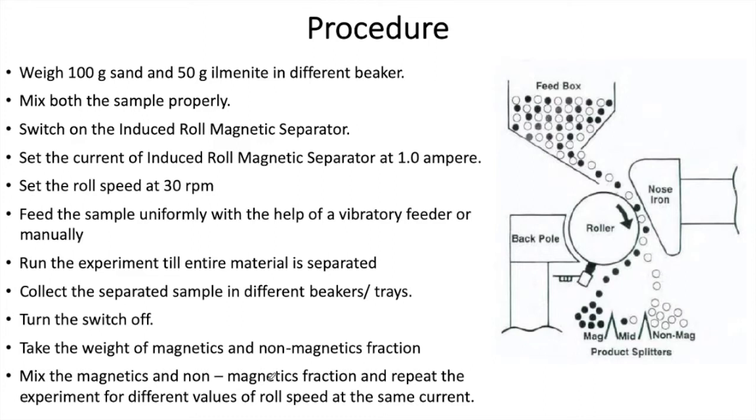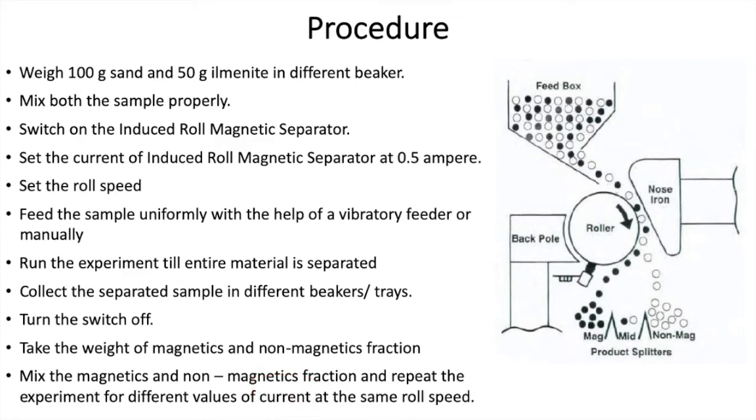This material is totally dry, so we can use the same material and repeat the experiment because the nature is not changed, and we are not going to measure the actual grade of the material because these are fully liberated parts, ilmenite and sand. We are just mixing them, and we want to see how the material separation takes place with variation in different parameters. That is why we are mixing the separated products again uniformly, and we'll repeat the experiment for different values of roll speed, because roll speed is our parameter in this experiment, and we'll keep the value of current the same.